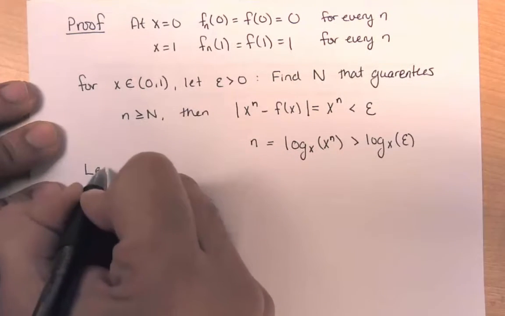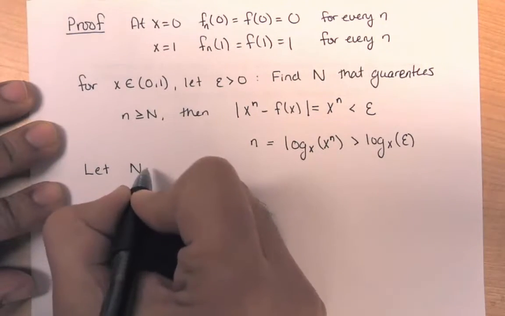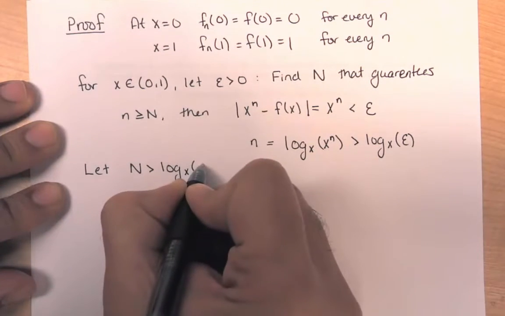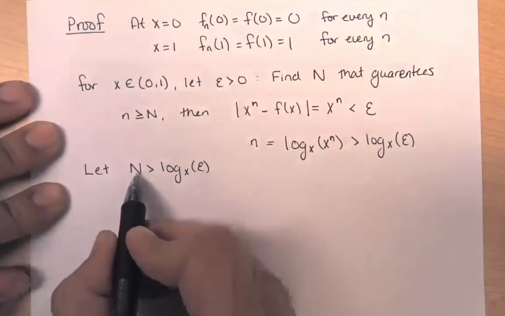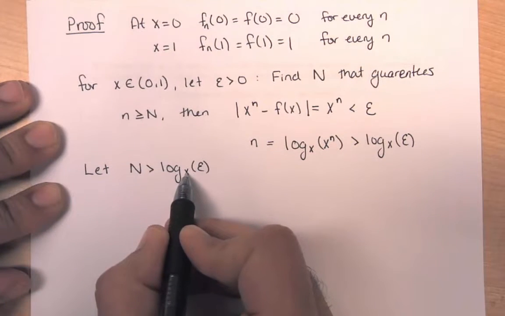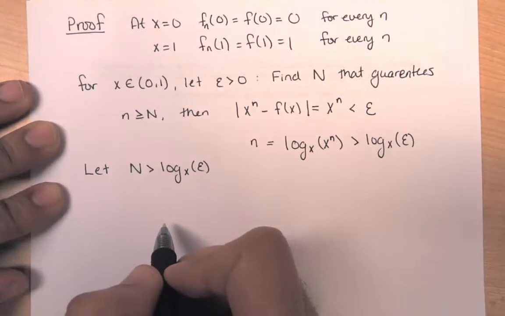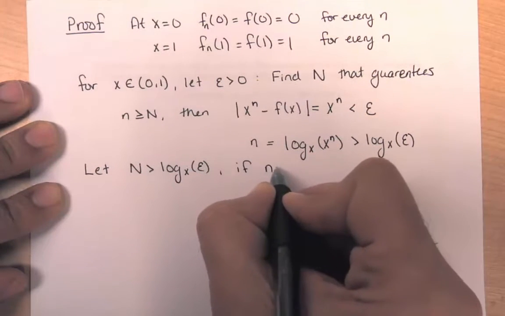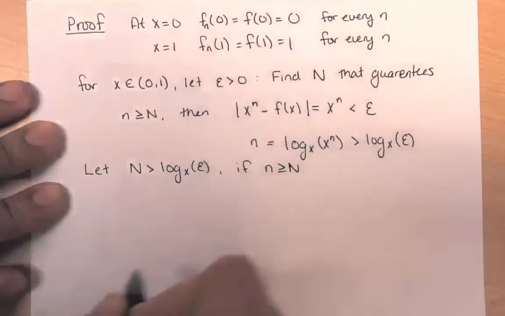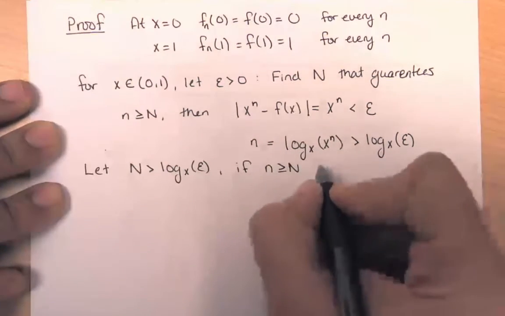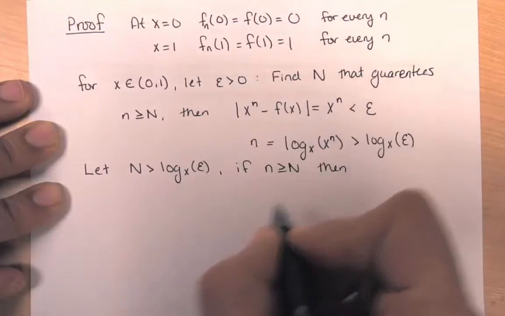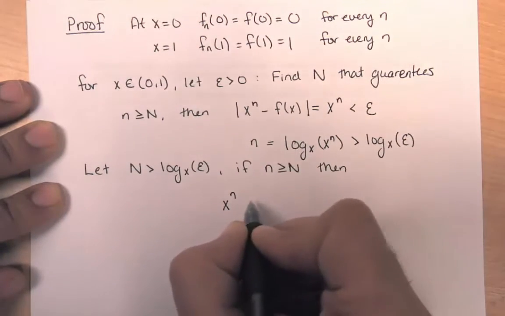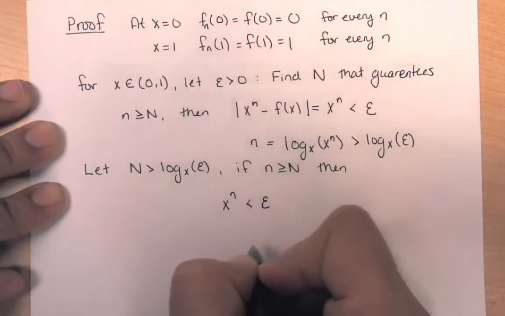Therefore, let big N be greater than the log base x of epsilon. And notice that big N depends on both x and epsilon. If n is greater than or equal to big N, then x to the n is less than epsilon.